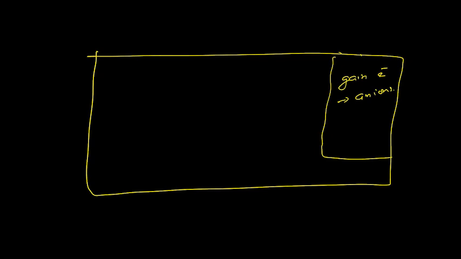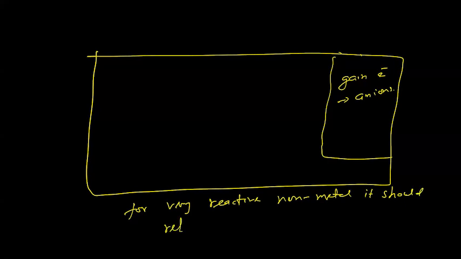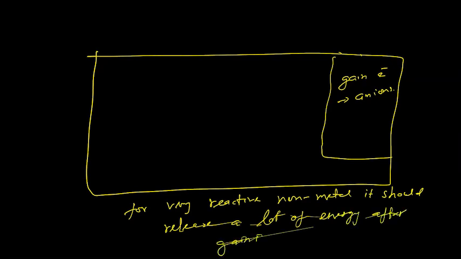Now, if these are very reactive, then for a very reactive non-metal at the right side, it should release a lot of energy after gaining the electron. Means very high negative electron gain enthalpy. Release means negative, very high.